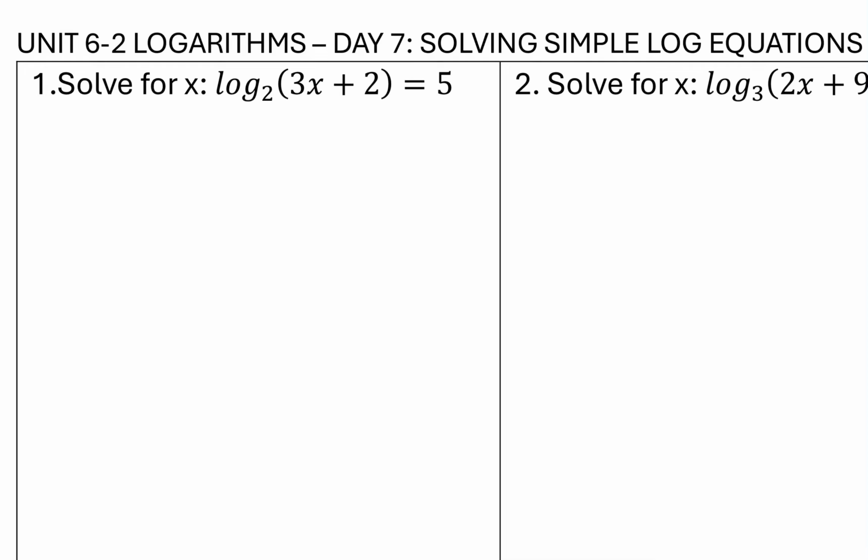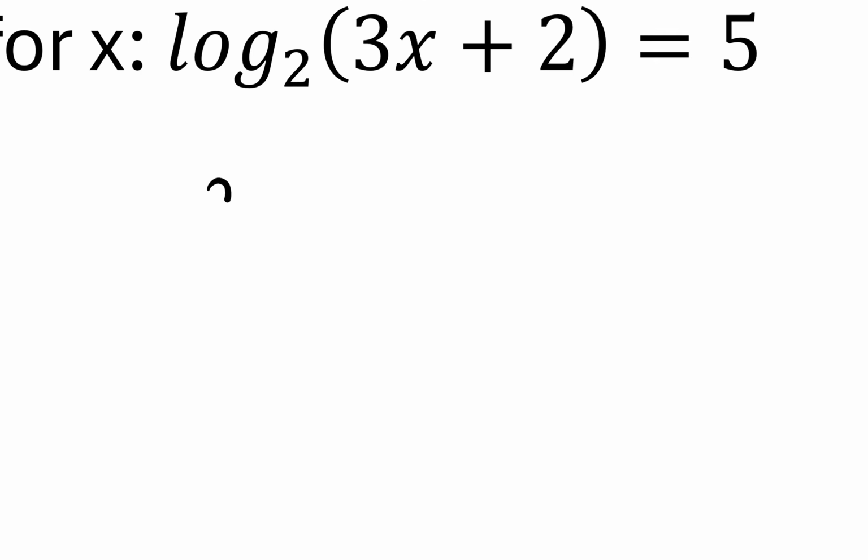Okay, in order to solve the following log equation, log base 2 of 3x plus 2 equals 5, my first step is to isolate for the logarithm. Looking at this, we notice that the logarithm is all by itself. So we convert this to the exponential form. We have 2 to the power of 5 is equal to 3x plus 2.